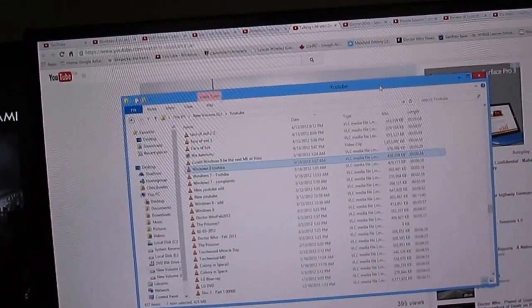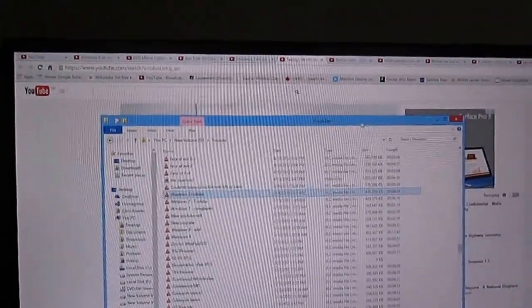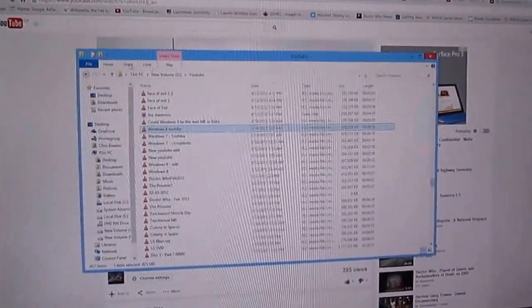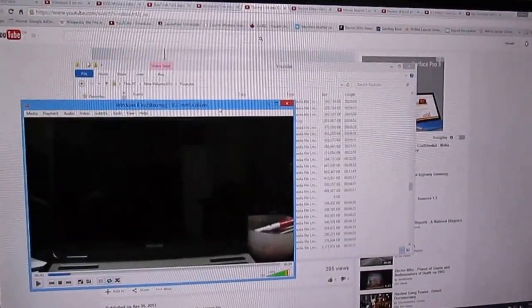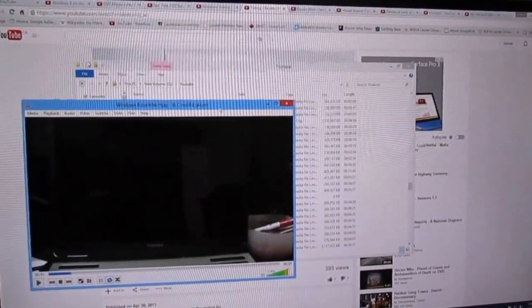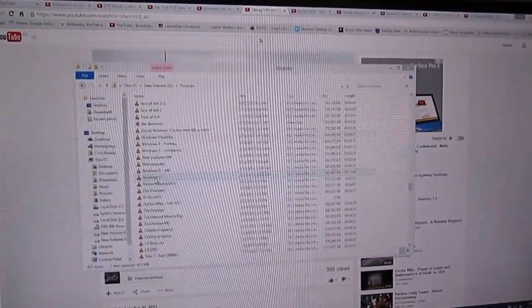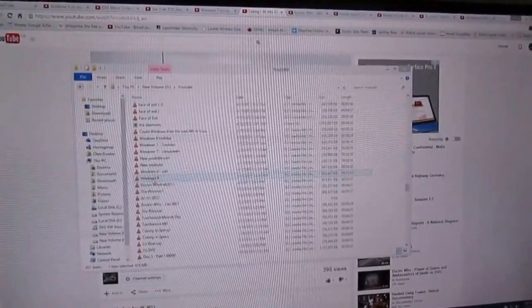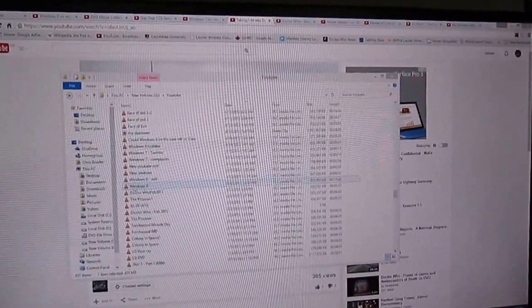You can get the audio if it's encoded properly. And had I known that, I never would have encoded these in MPEG. I did that with the raw video rather than AVI just because it saved space on my computer. But here's one of them. Actually, let me see if I can find this. I'll show you two examples here. So this is Windows 8 on my Toshiba.